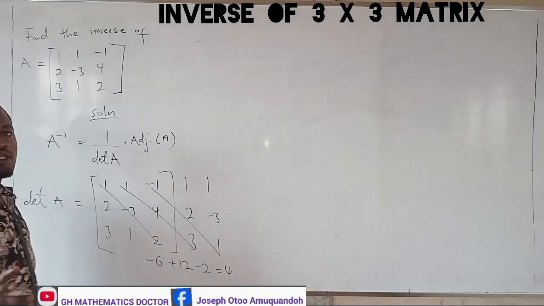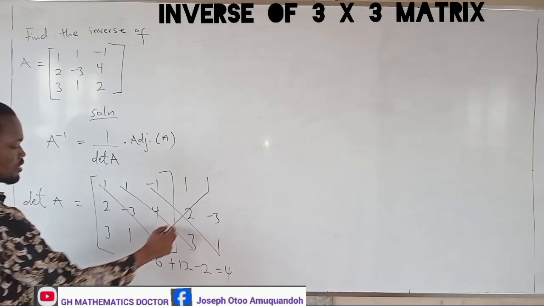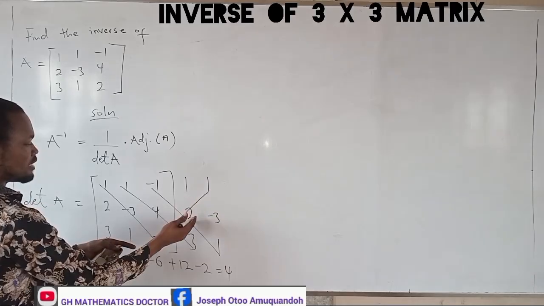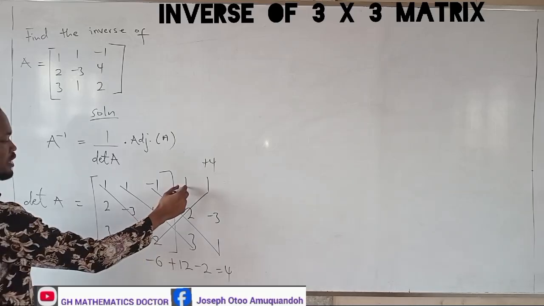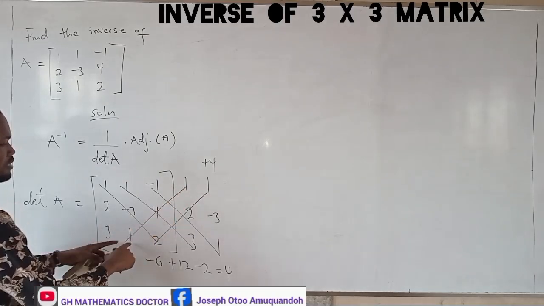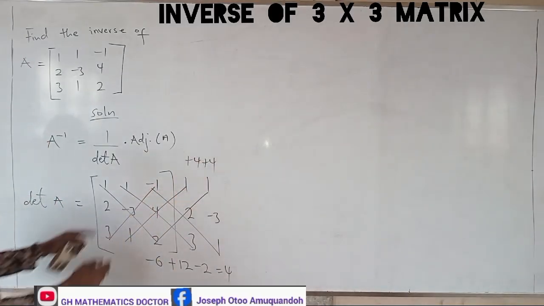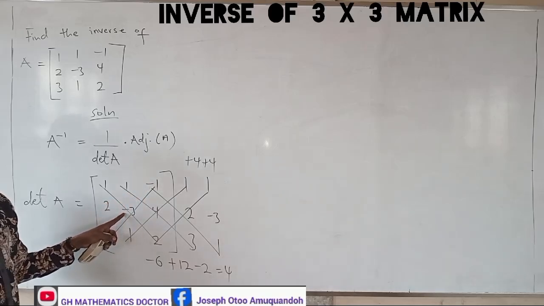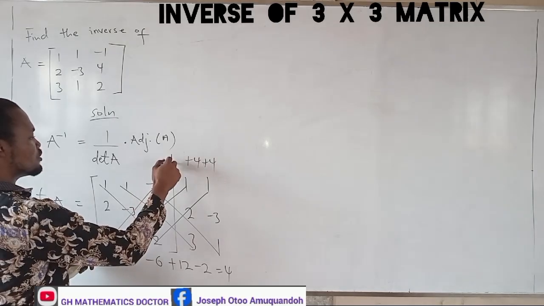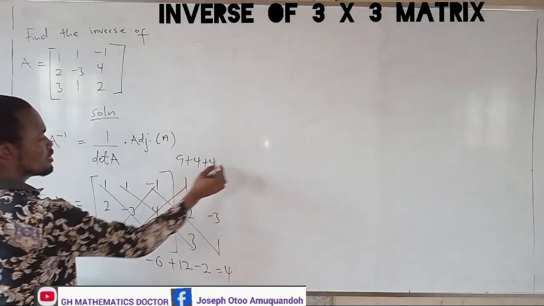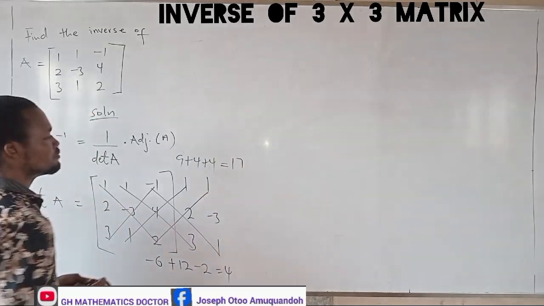Alright, so we do the same strategy for the right diagonals. This one we multiply: 1 times 2 times 2 gives you positive 4. Then the next one, 1 times 4 times 4, also gives you positive 4. Then the last one, negative 1 times negative 3, positive 3, times 3, will give you positive 9. So this one will also give us 17.